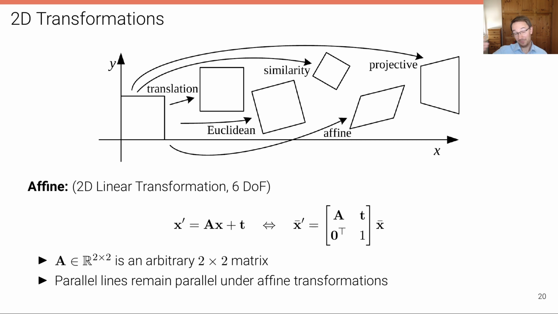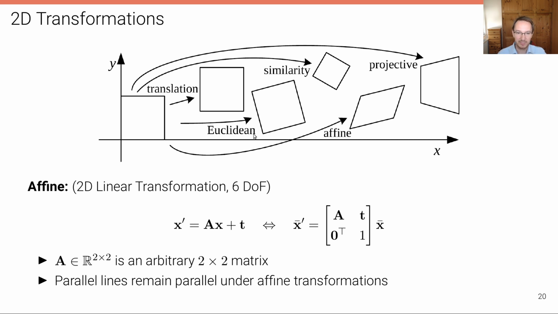Now, going 1 level up the hierarchy, we have affine transformations, which have 6 degrees of freedom, where now the rotation matrix here has been replaced, this 2x2 matrix, with a general arbitrary 2x2 matrix. So we have 4 degrees of freedom here and 2 degrees of freedom here. But here at the bottom we have a 0 vector and a 1. So overall we have 6 degrees of freedom.